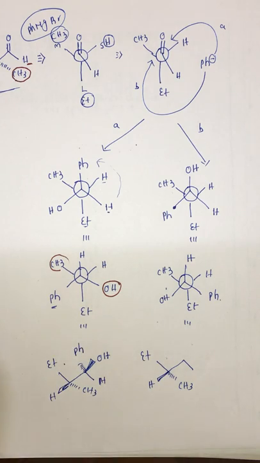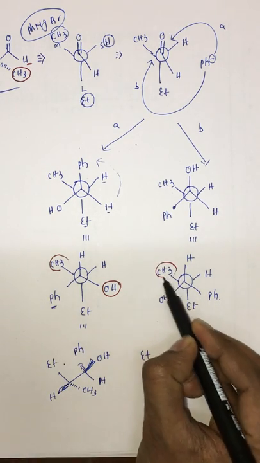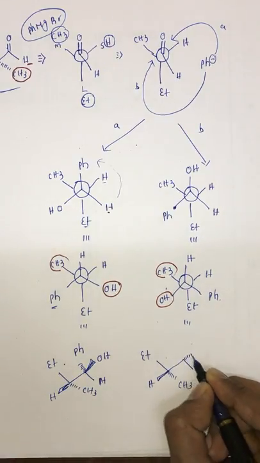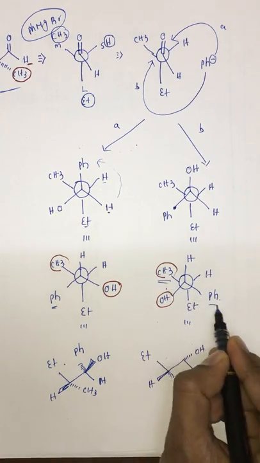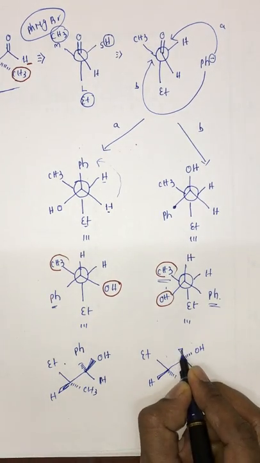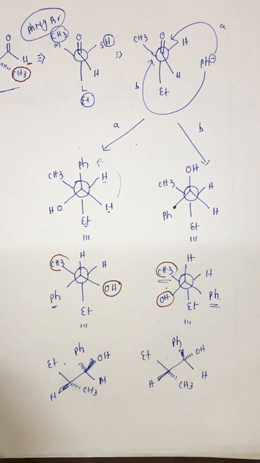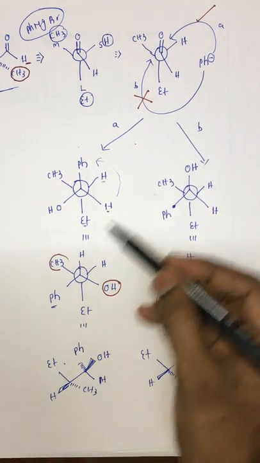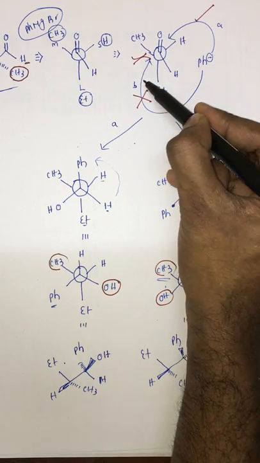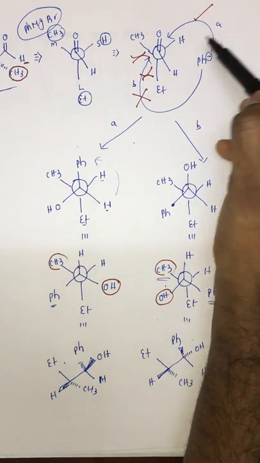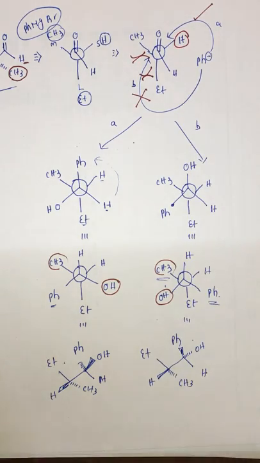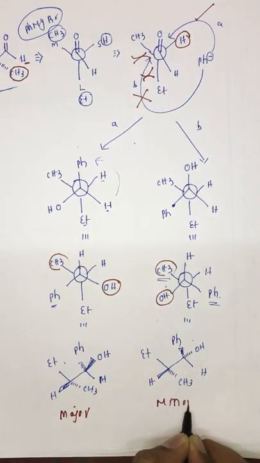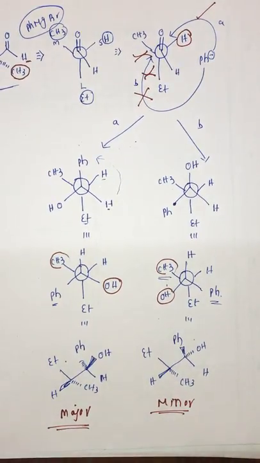Now see, in this case methyl and OH are on the same side, right? That means OH comes below the plane, and methyl and phenyl are in opposite directions. That means phenyl comes here, and H. So among these two paths, the A path is preferable over the B path, because in the B path there is a repulsion between the medium group and the large group, whereas in the A path there is no repulsion because hydrogen is very small. Because of that, this product is major and this product is minor. So this is Cram's rule.